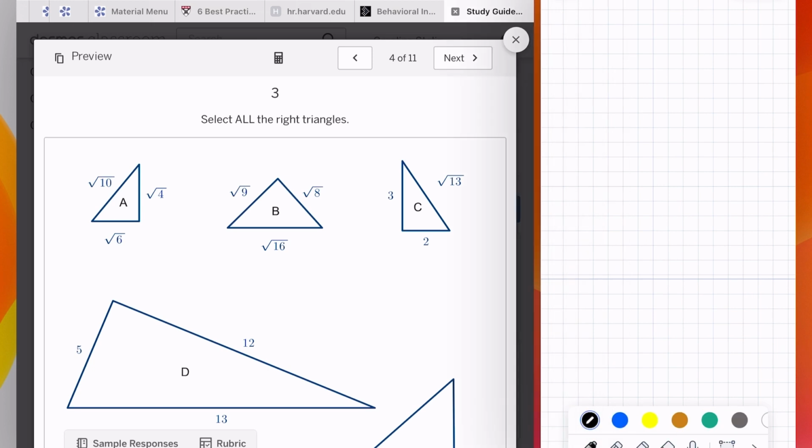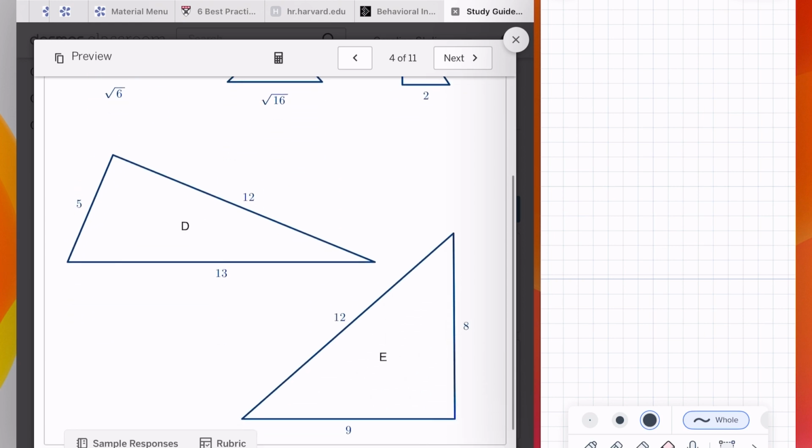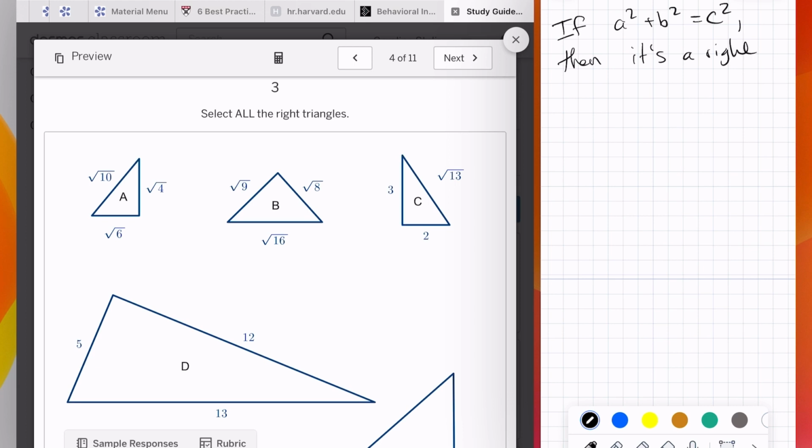Question 3, select all the right triangles. Okay. So for this, we are using the Pythagorean theorem, or really we're using the converse of the Pythagorean theorem. So we're saying, right, this converse says if a squared plus b squared equals c squared, then it's a right triangle. So you can use your calculator for sure for this. You probably don't have to write all of them down, but I'll just keep track at least for the beginning.